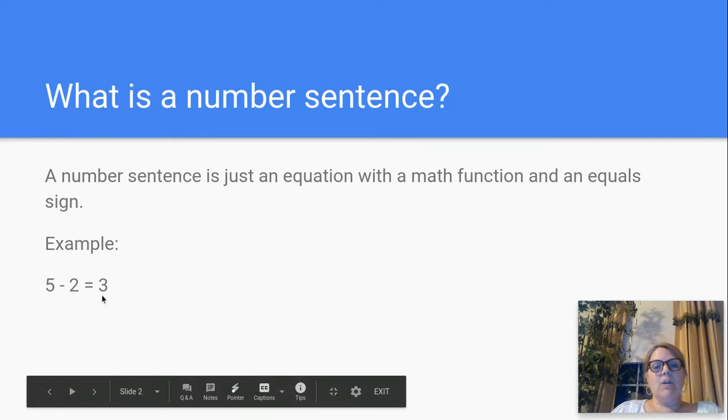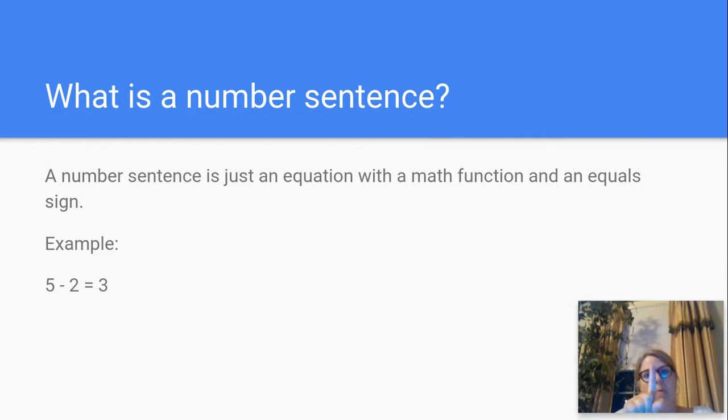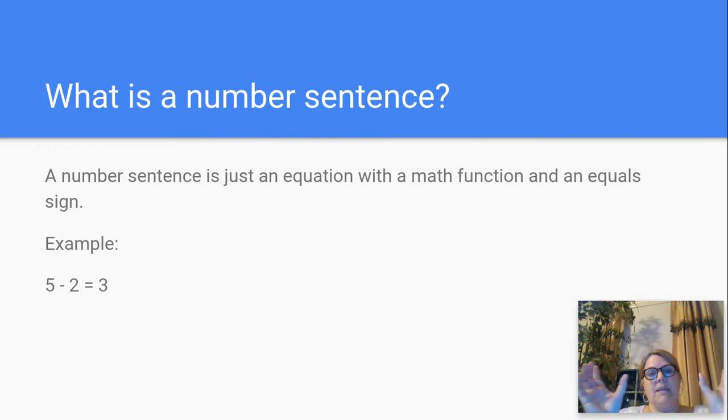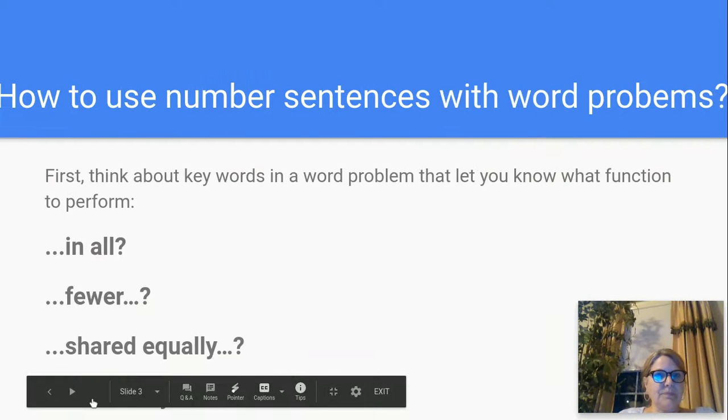In any given equation, the equal sign is sort of like the middle point of a balance scale, right? In an equation, the numbers on the left-hand side are equal to the numbers on the right-hand side. So it should be a perfectly balanced equation. If I had said 5 minus 2 equals 2, my number sentence would be incorrect. So for a number sentence to work, it has to be balanced. The two sides are equal. Okay. Then, how do we use number sentences within word problems?